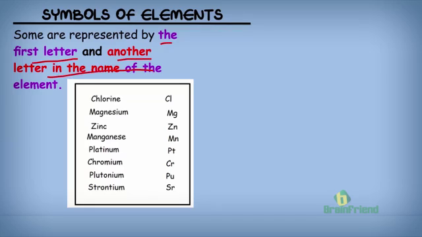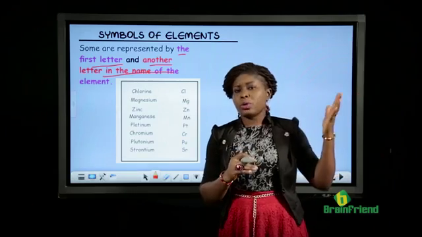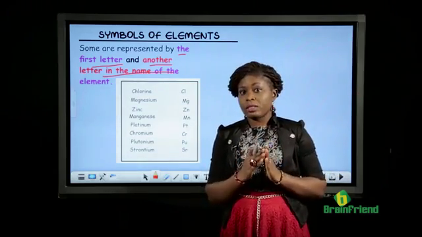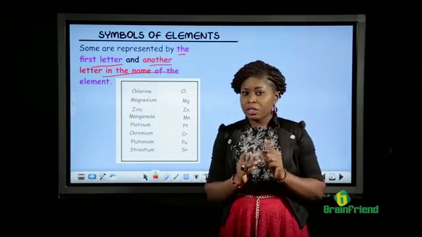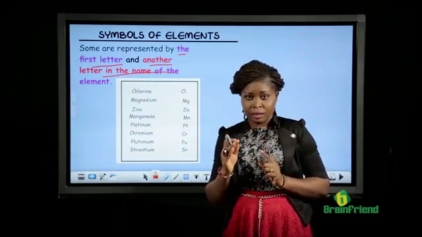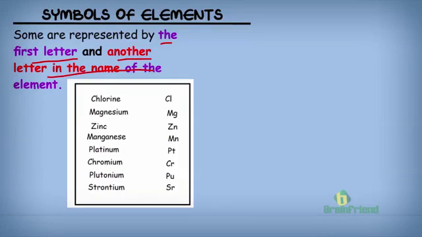We then say that some are represented by the first letter and another letter in the name of the element. So, unlike the other one where we had the first two letters representing the element, here we have the first letter of the element and another letter in the word of that element. For example, we have chlorine is represented by the first letter C and another letter which is L. And so we have Cl. Also note here that the C is written in capital form and the L is written in small form. Other elements, we have magnesium, zinc, manganese, platinum, chromium, plutonium, and strontium.